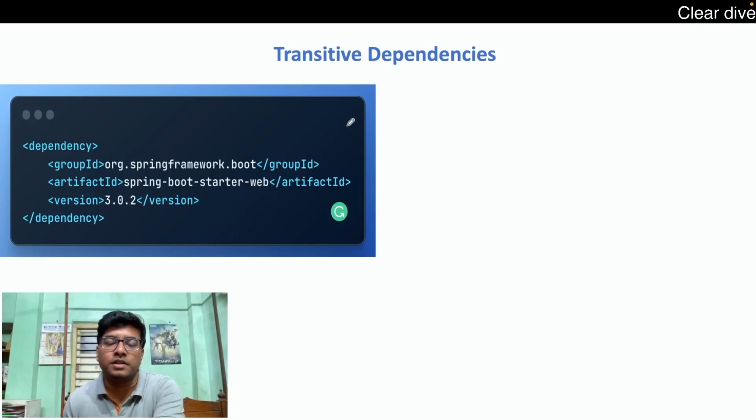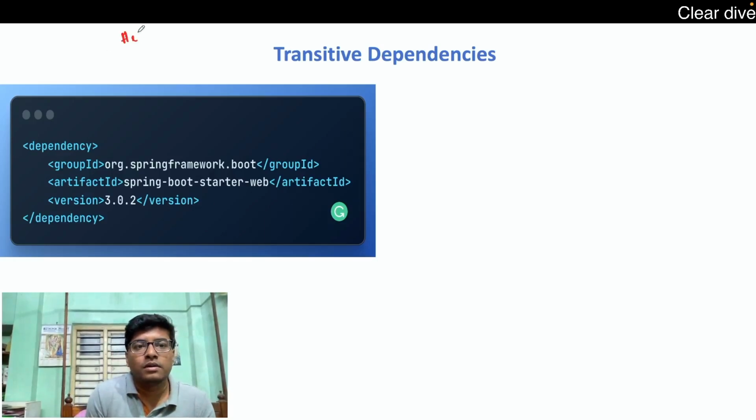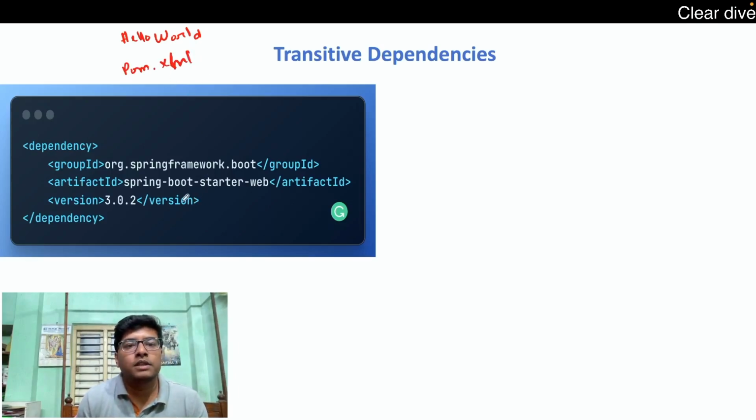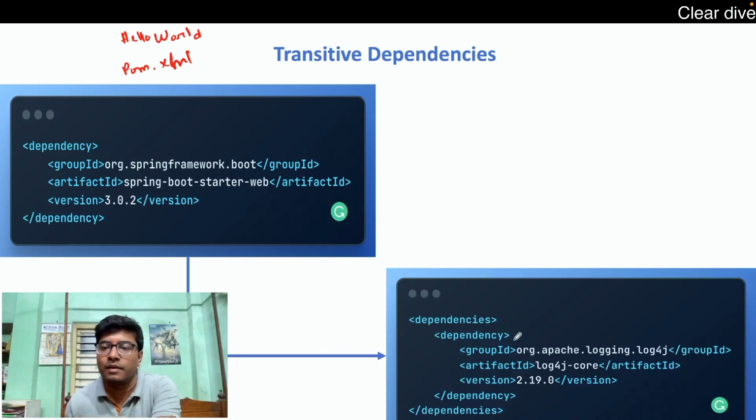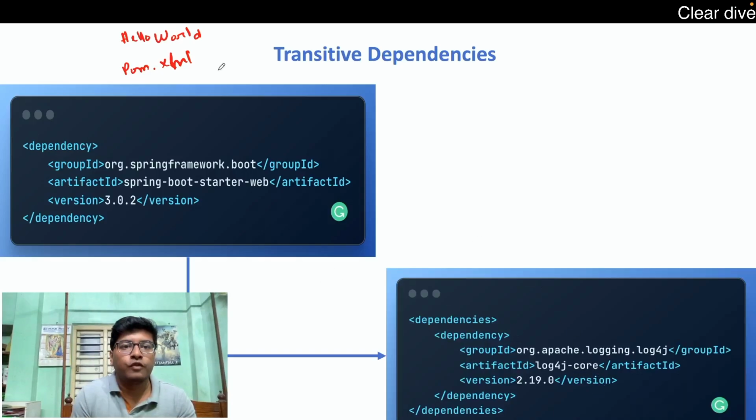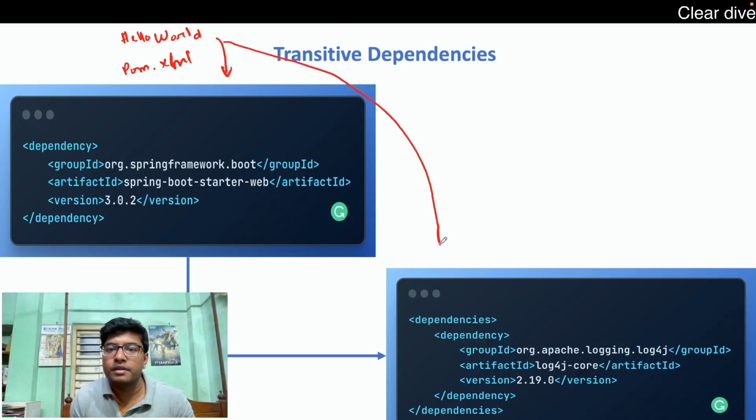Let's go to the transitive dependency. Let's say we have an application hello world, and in our hello world application, we have pom.xml. In our pom.xml, we are using Spring Boot Starter Web, and Spring Boot Starter Web is again dependent on another third-party library, let's say log4j core. So for our project, this dependency is the direct dependency, and this one is the transitive dependency, because we haven't declared it directly. It is dependent on this one.